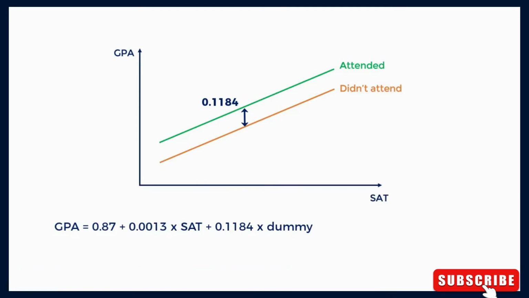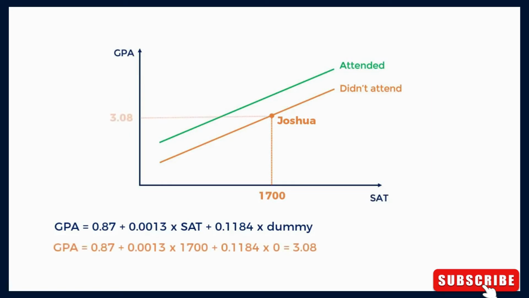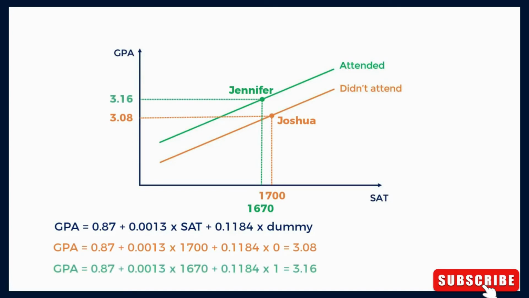Okay, to use this model for prediction, we need two pieces of information: an SAT score and the information whether a person attended more than 75% of their lectures. For example, Joshua got 1700 on his SAT and did not attend 75% of his lessons. Our model predicts that his graduation GPA will be 3.08. Jennifer, on the other hand, got 1670 on the SAT but attended all of her lectures. According to our regression, she is expected to graduate with 3.16. As you can see, although she scored lower on the SAT, her attendance turned things around for her.